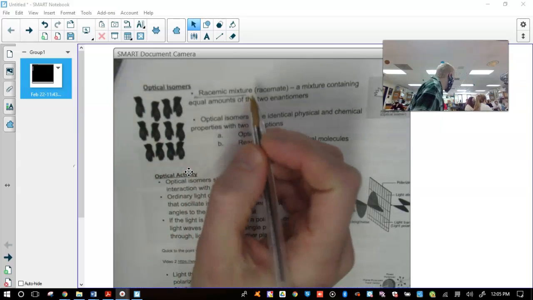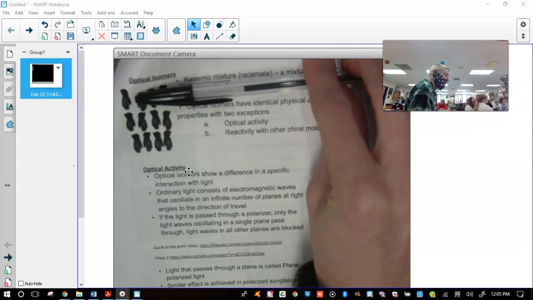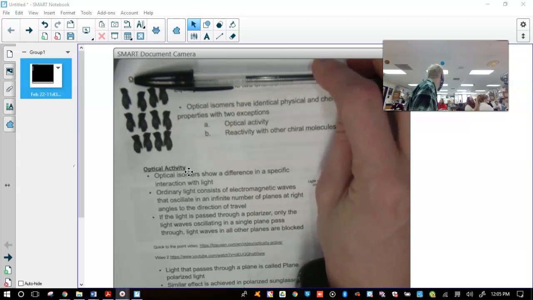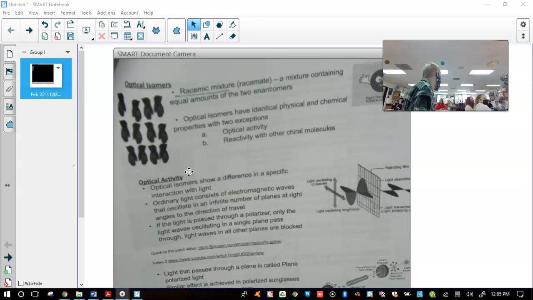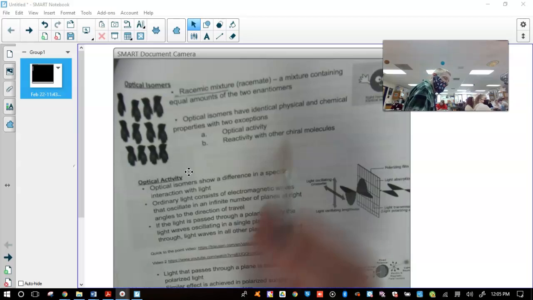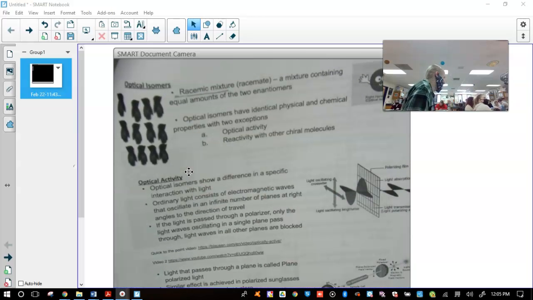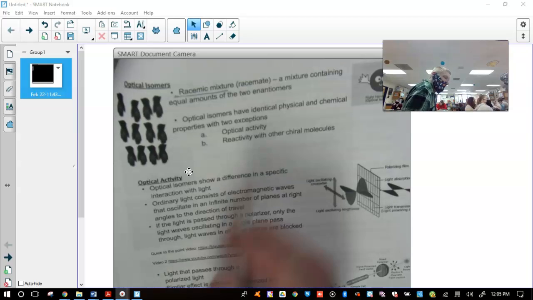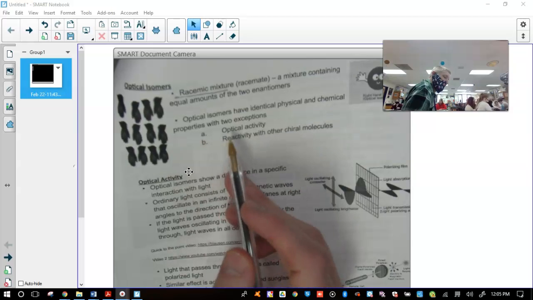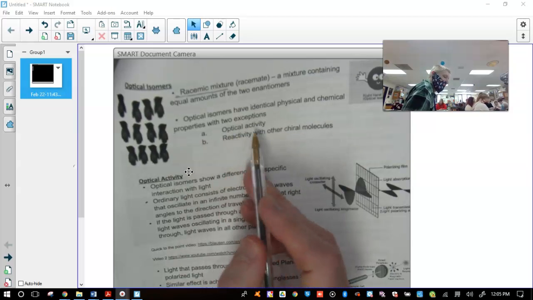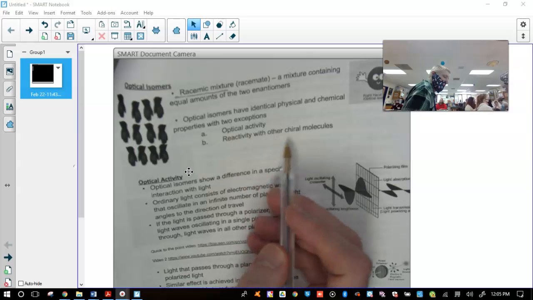All right. Racemic mixture. I mentioned it. Anybody know what a racemic mixture is? It's when you got a mixture of both optical isomers. So a mixture containing equal amounts of the two enantiomers. And optical isomers have identical physical and chemical properties with two exceptions: optical activity and reactivity with other chiral molecules.